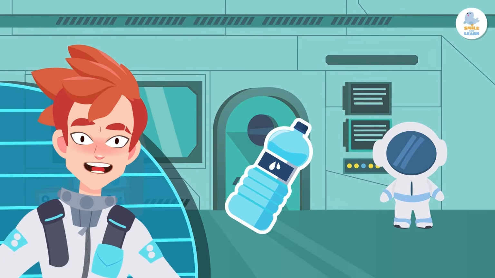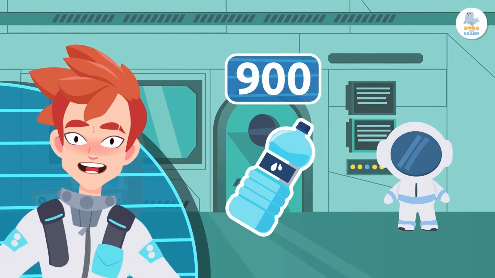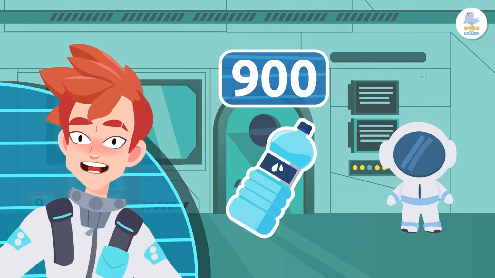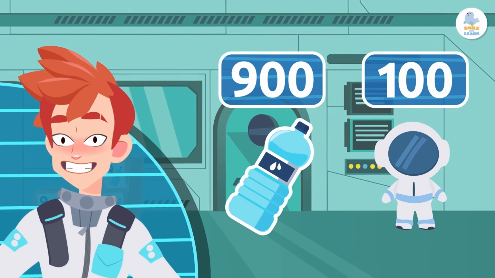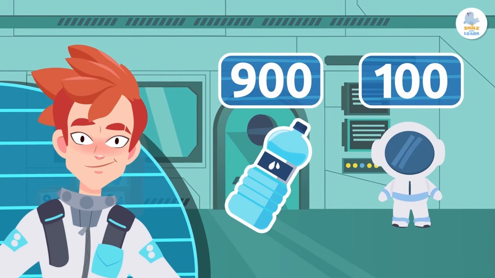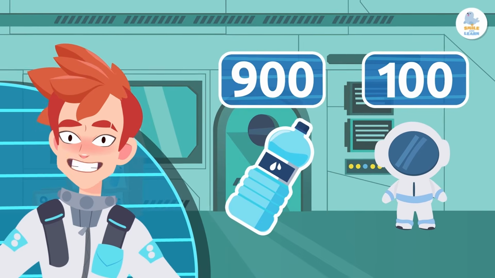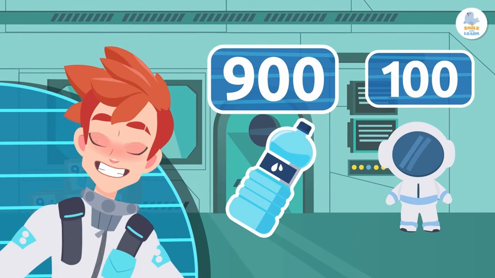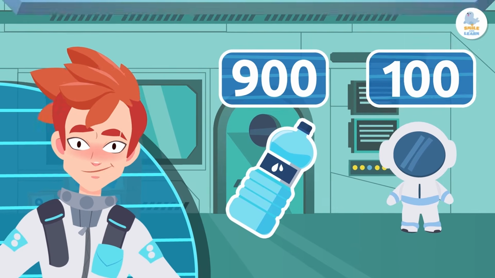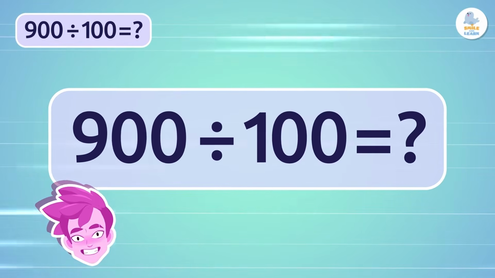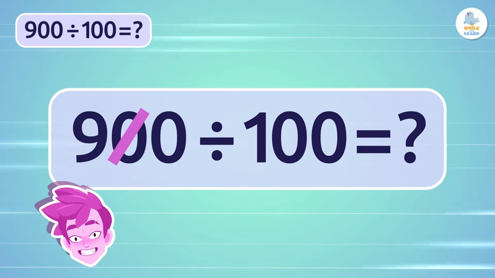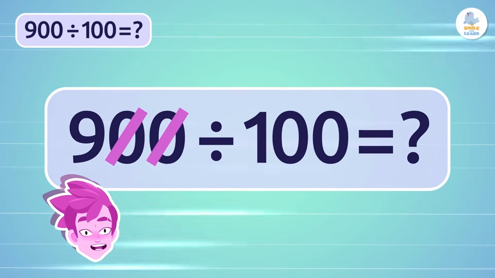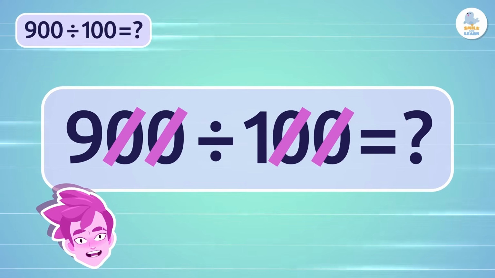Let's see another example. In the space station, we have 900 bottles of water for 100 astronauts. What do we want to do if we want to distribute them equally? That's right, divide 900 bottles by 100 astronauts. To do this in a very simple and quick way, we start by removing the 2 zeros from the number 900 and the other 2 zeros from the number 100.